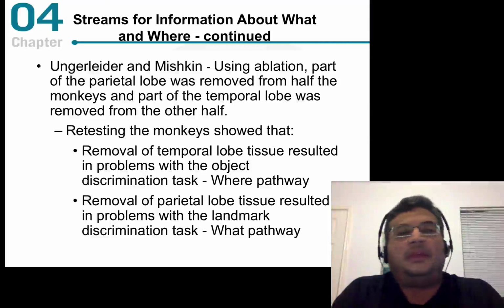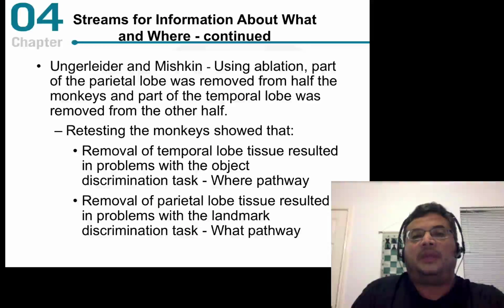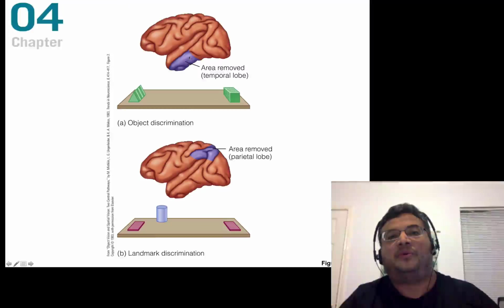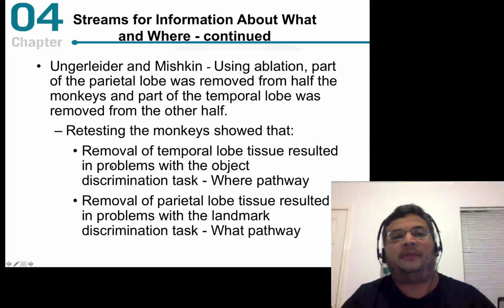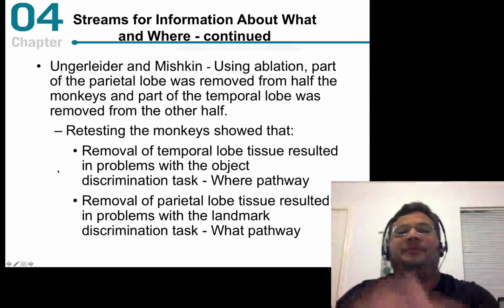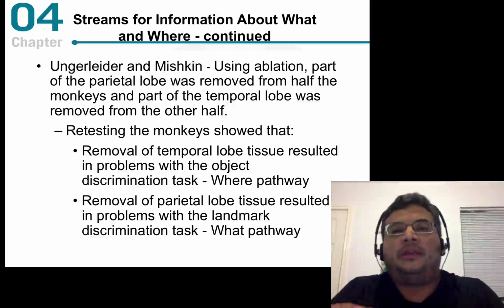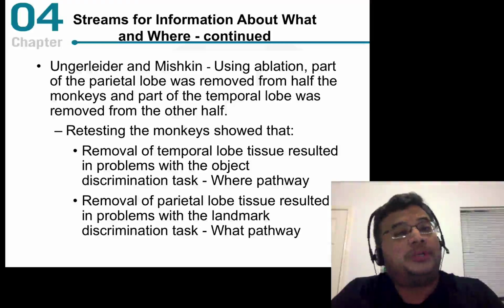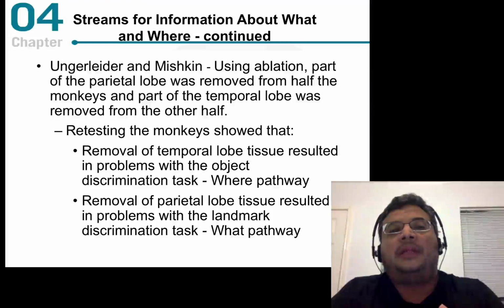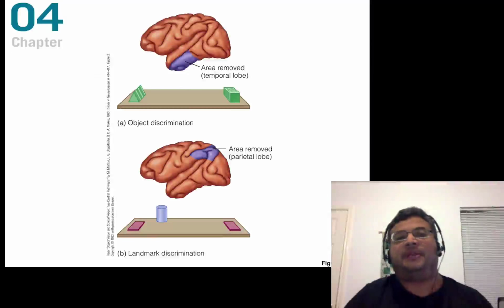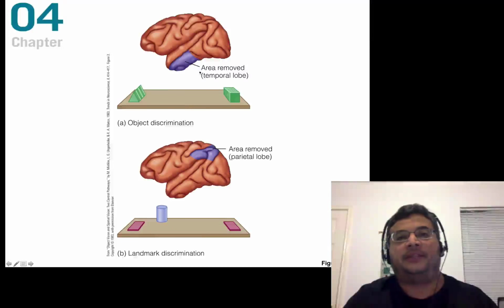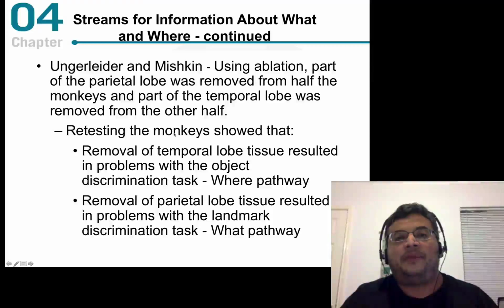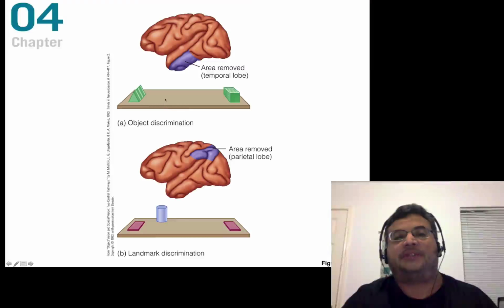Right here, this is the temporal lobe in the monkey brain, and this is the parietal lobe area right here. So after the monkeys were trained, they had either their parietal lobe or temporal lobe removed, not both, and then they were retested. It turns out that if the monkey had their temporal lobe removed, as in here, they had problems with the object discrimination task.